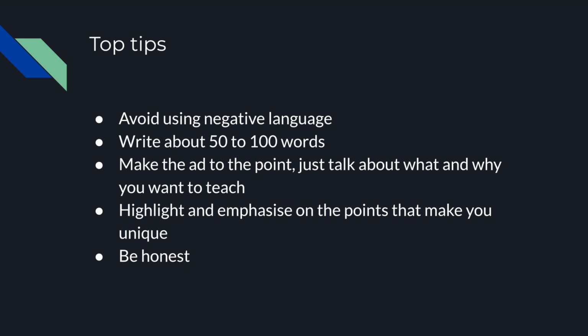Write about 50 to 100 words, so don't make it too short, don't make it too long. If it's too short, then it's just unprofessional, and if it's too long, then people won't bother reading it. So that's very important as well. Make the ad to the point, so just talk about why and what you want to teach and what makes you unique. So don't beat around the bush. That's very important. Always make the ad to the point.